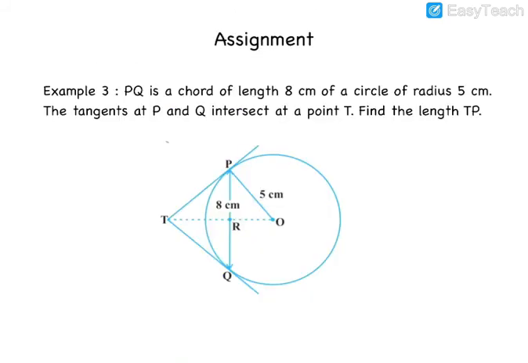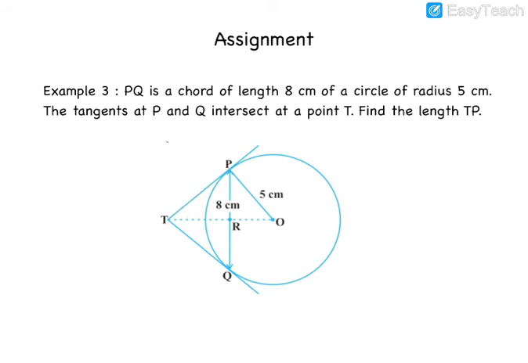With this, we come to the end of this video lesson. Your assignment for today is example 3 of NCERT textbook. PQ is a chord of length 8 centimeters of a circle of radius 5 centimeters. The tangents at P and Q, that is TP and TQ, intersect at point T. Find the length of TP.